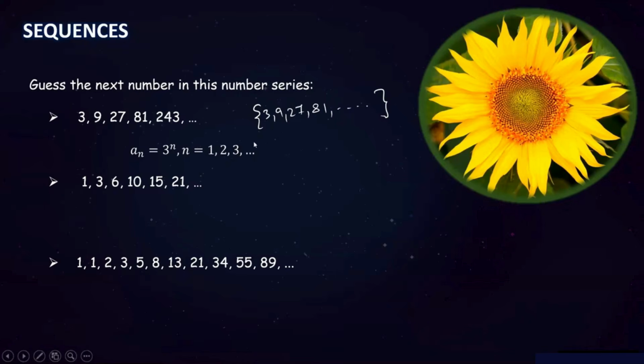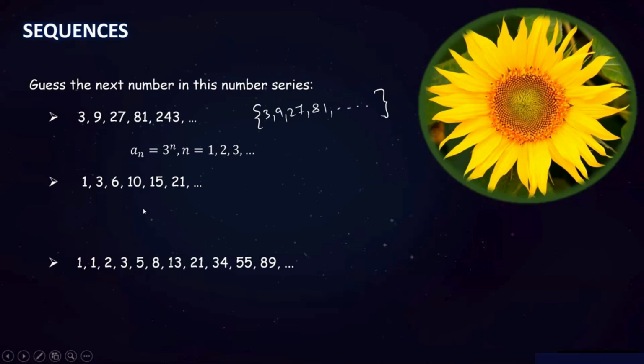And you are getting them in a sequence. When you take n equal to 1, you get the first number. When you take n equal to 2, you get the second number. When you take n equal to 3, we get the third number. You are getting all the numbers in this set sequentially. That's why we call this set of numbers a sequence. In fact, a sequence is only a set of numbers in which all the numbers follow a specific rule.